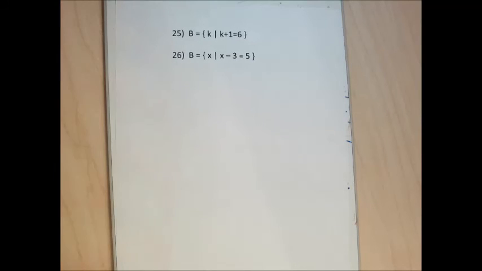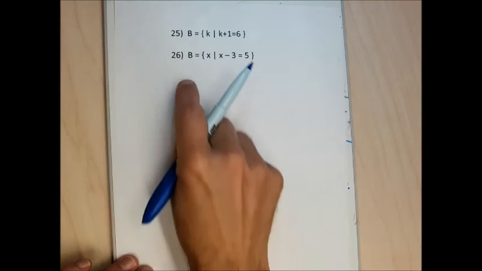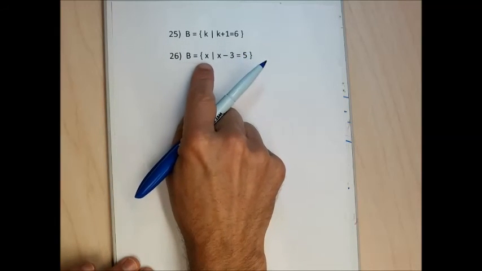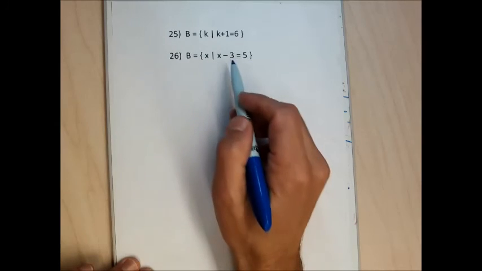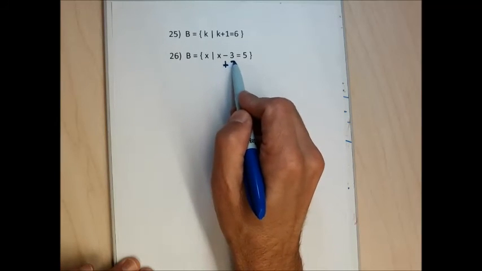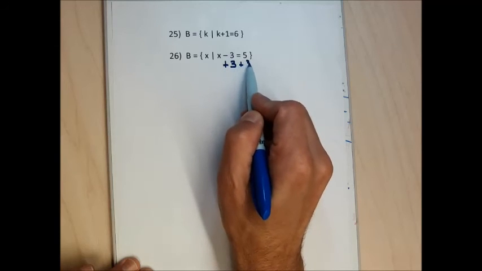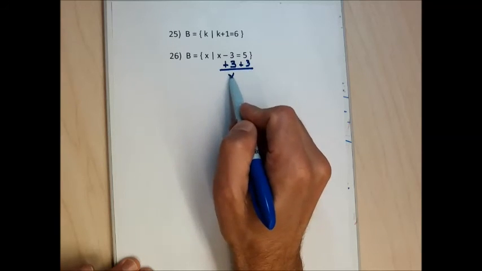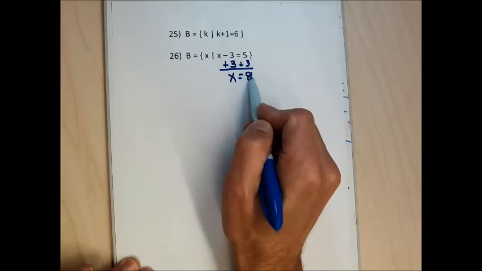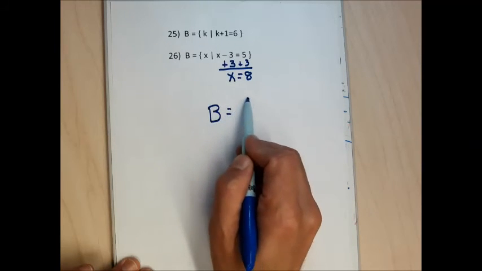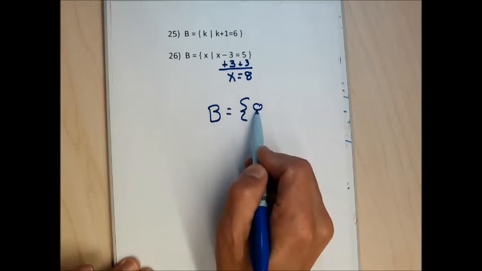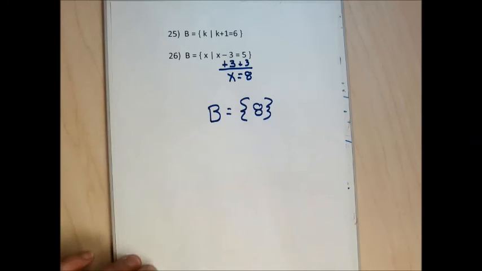For 25 and 26, we have to figure out the elements in set B by solving the equation to the right of the vertical bar. In 26, B is a set of all x with the property that x minus 3 equals 5. Let me just solve that equation to the right of that vertical bar. That's going to tell me the only element that's in the set. And I get 8 as my only element. So my answer to 26: B is the set that contains the number 8.